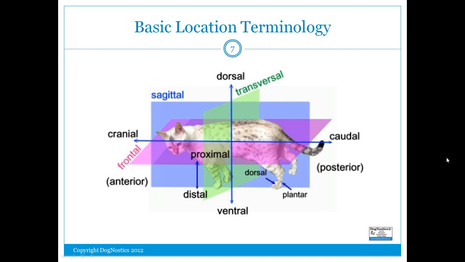All right, then the other two big ones are the dorsal and ventral. Dorsal is towards the back, just like a dolphin and a dorsal fin. So anything dorsal is towards the back, and ventral would be towards the abdomen.